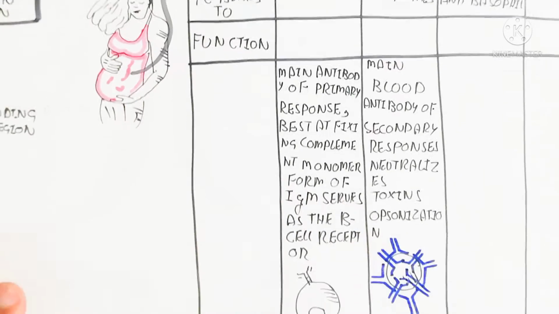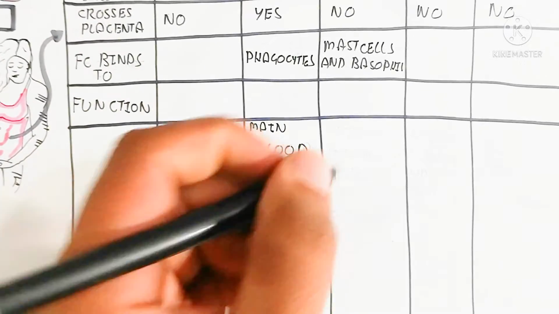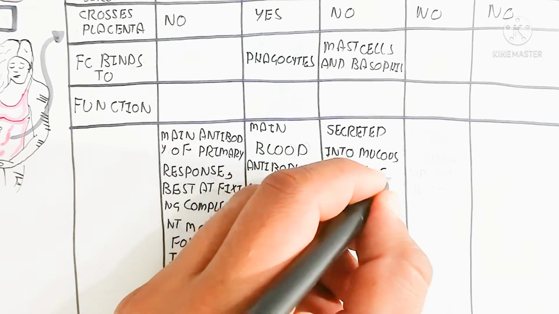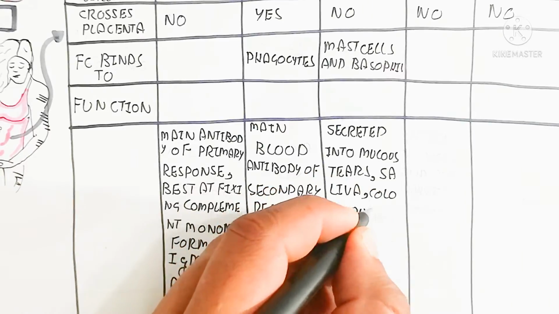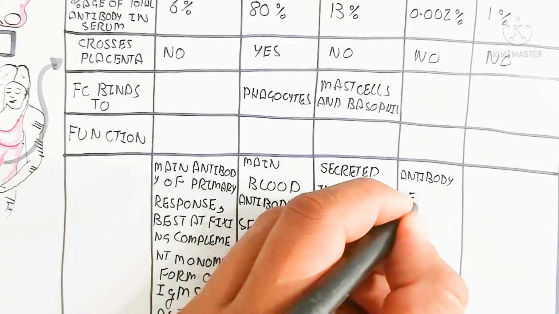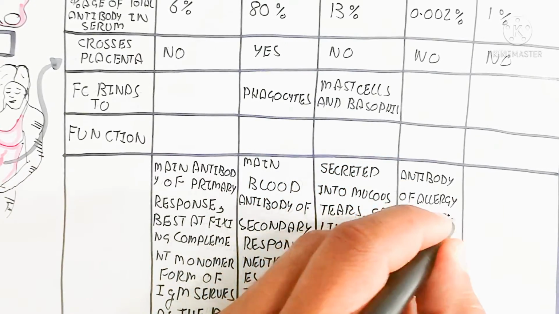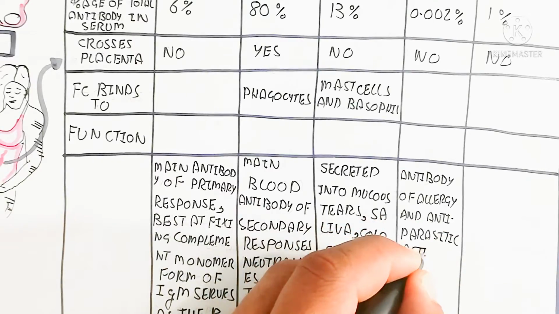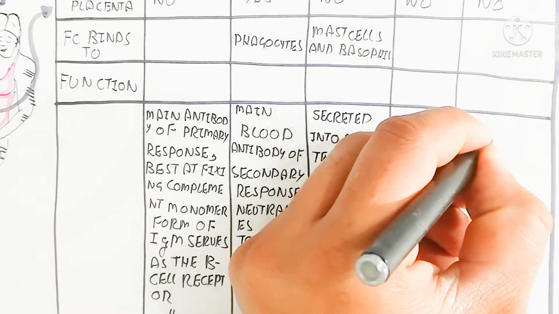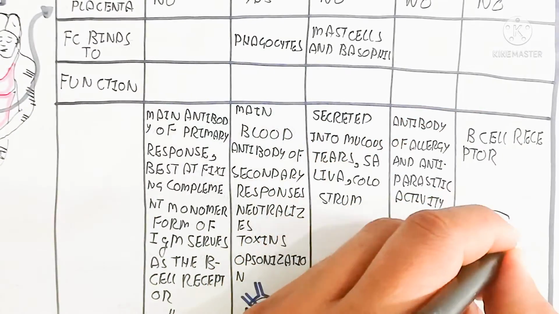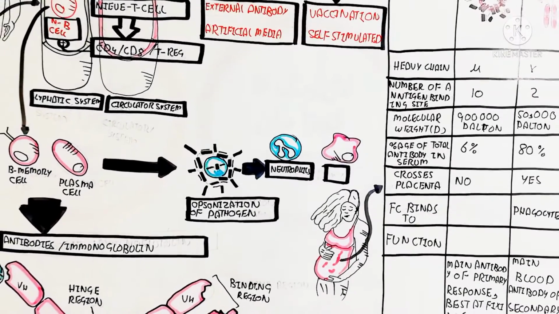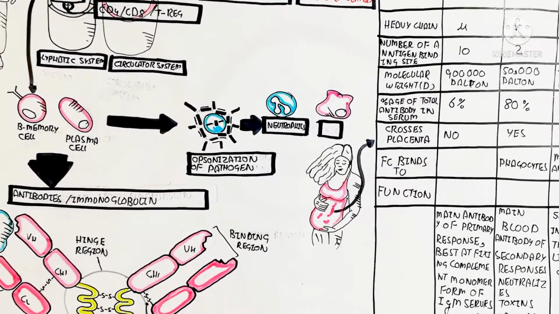On the other hand, secretory IgA dimer is secreted into mucus, tears, saliva, and colostrum. Colostrum is the milk right after birth. The mother produces colostrum, which contains antibodies. On the other hand, IgE is the antibody of allergy and anti-parasitic activity. And IgD is the last one, a monomer, which serves as a B cell receptor. So I hope this makes sense, and this was the overview of antibodies.